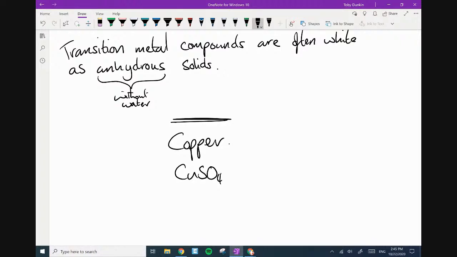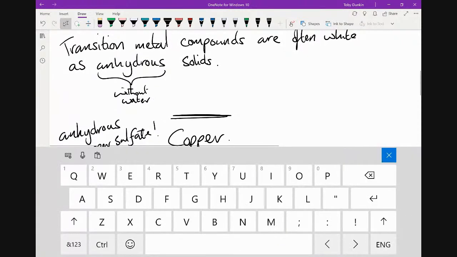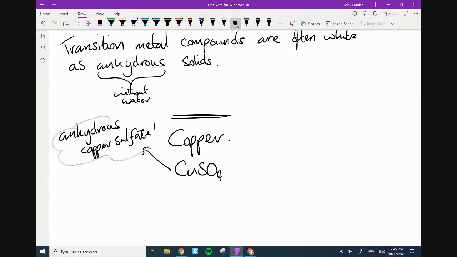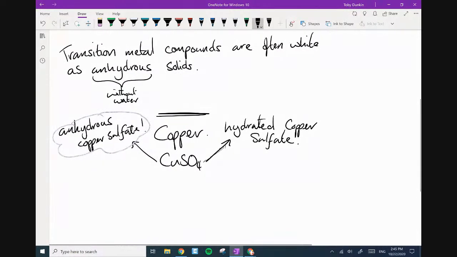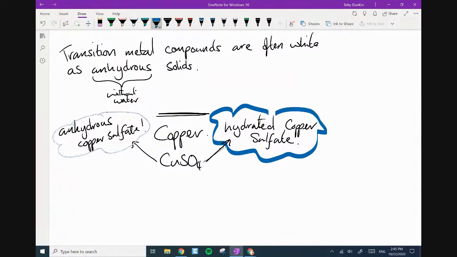There are 2 versions of copper. We've got the anhydrous, so anhydrous copper sulfate, and this is white, which is the sentence above. So this is our white compound. And then we've got our hydrated copper sulfate, and that's blue. Okay, and that's a bright blue.